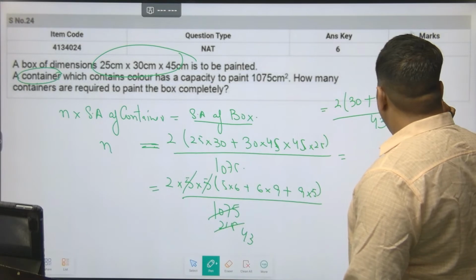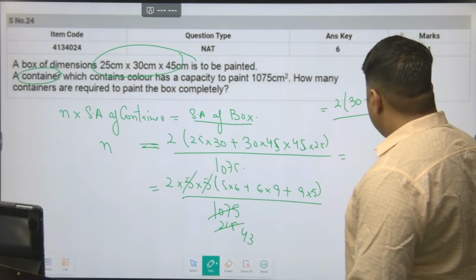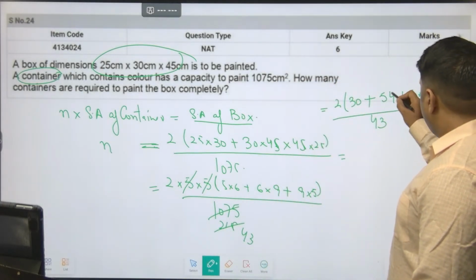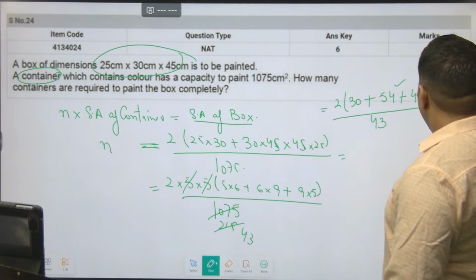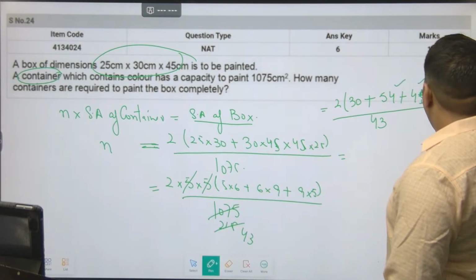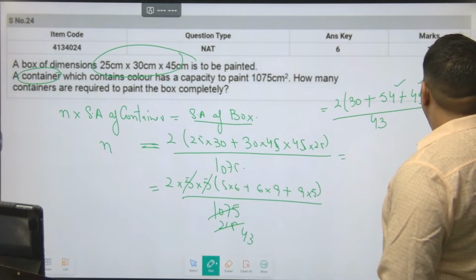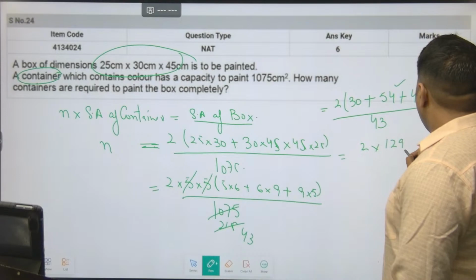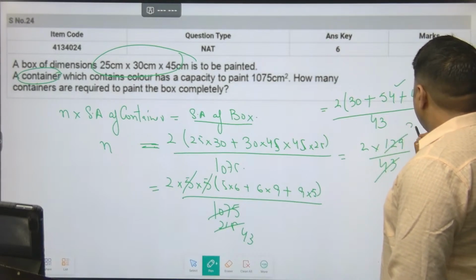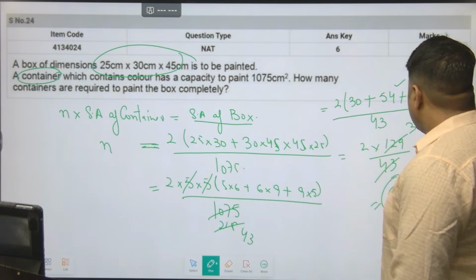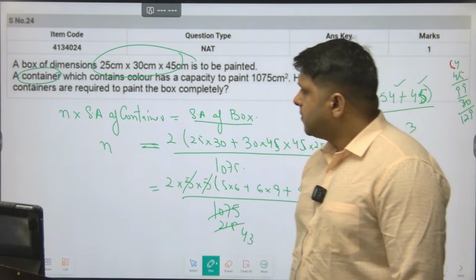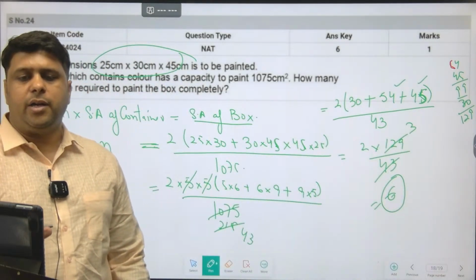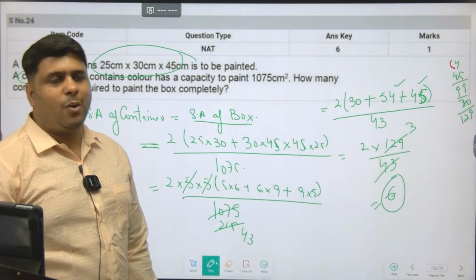54 plus 45 is 99, plus 30 is 129. So 2 into 129 by 43. So here it is getting cancelled with the 3. So the answer here is 6. So 6 containers are required here to paint the box.